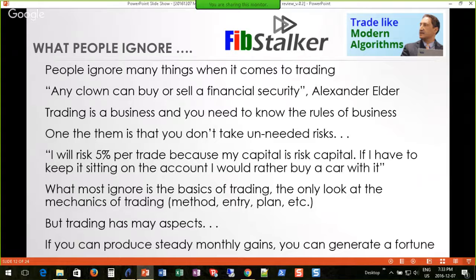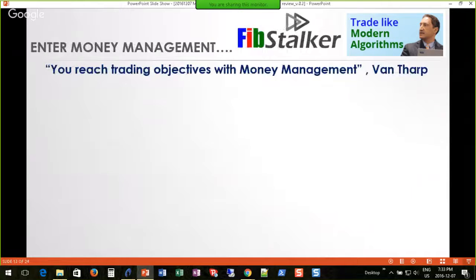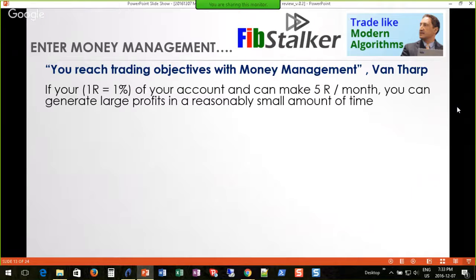And so enter money management here. You reach trading objectives with money management, as Vantar says. It's not risk management. It's not the method. It's not psychology, although psychology is very, very important in trading and it's required. But whenever you state some objectives, it should be performance objectives or risk containment objectives and so on. The tool you use to reach those objectives is money management. So if you risk 1%, your one unit of risk is 1% of your account, and you can make 5 units of risk per month. You can generate large profits in a reasonably small amount of time.